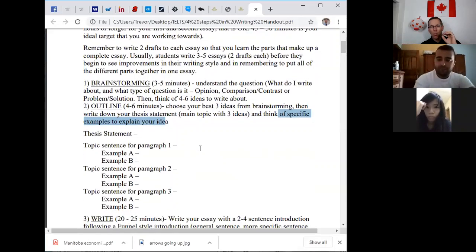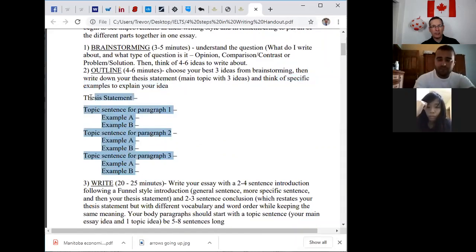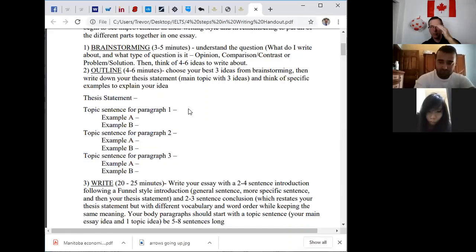Okay. What I often want students to do then is just very simply write your main topic with how many ideas you'll talk about. And then just a couple of words, not complete sentences, but what will you say in the first paragraph? What's your first example, second example? Second paragraph, first example, second example.